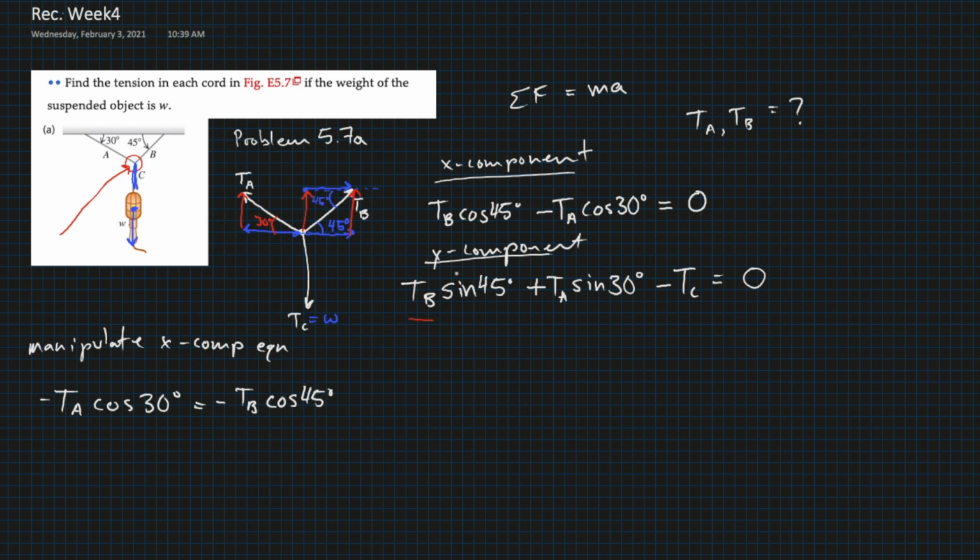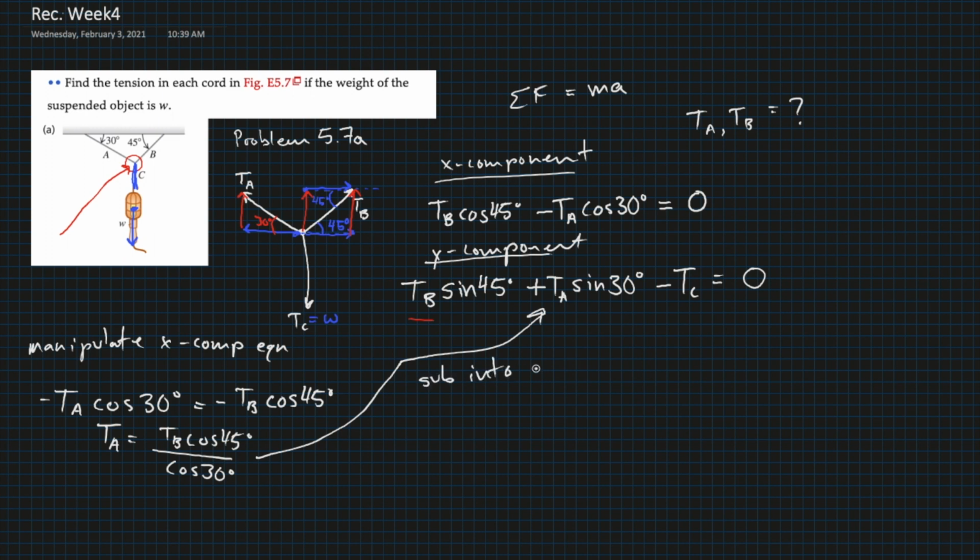All I've done there is I've moved the tension B piece over to the right-hand side of the equation, and then a couple more steps just to solve for tension A. Tension A is equal to tension B cosine 45 degrees divided by cosine 30 degrees. What this allows me to do is take this expression for tension A that I just found and plug it into my y component equation. So that's the next step: substitute into the y component equation.